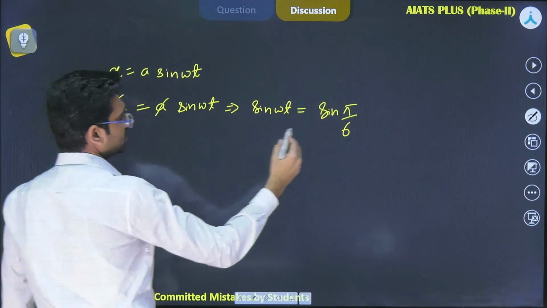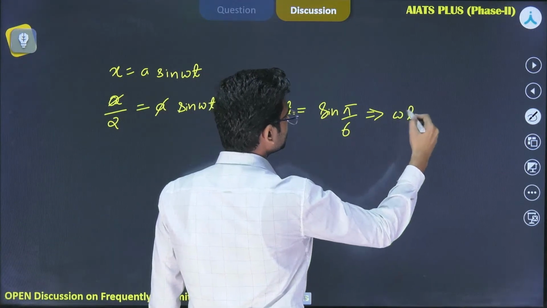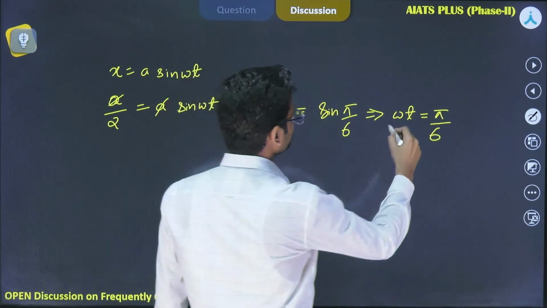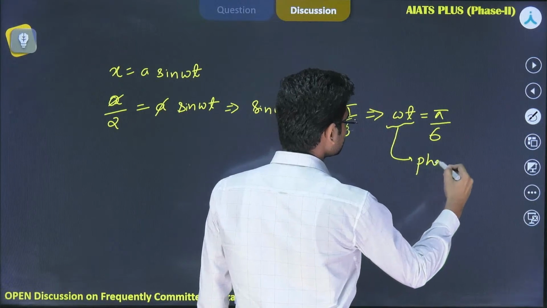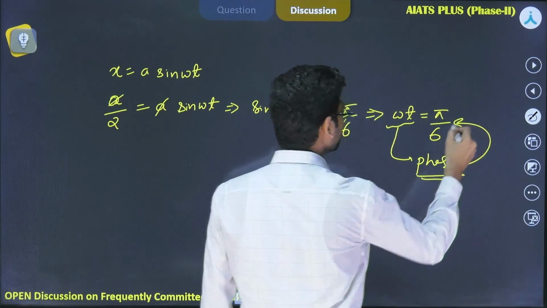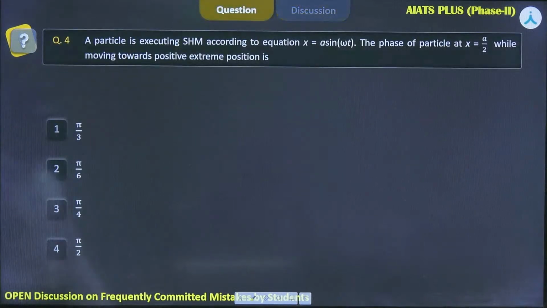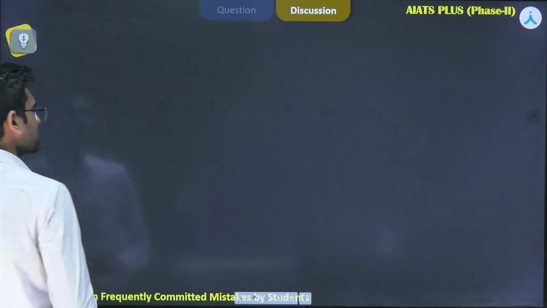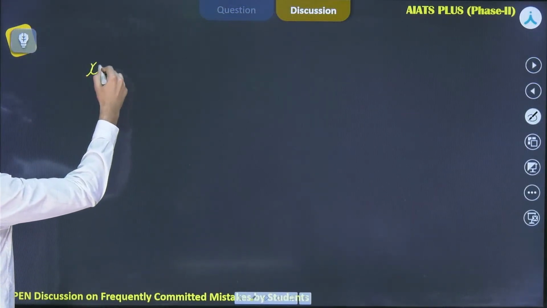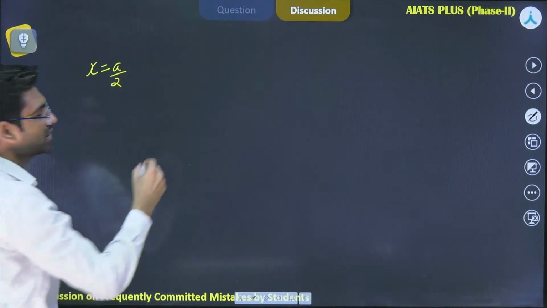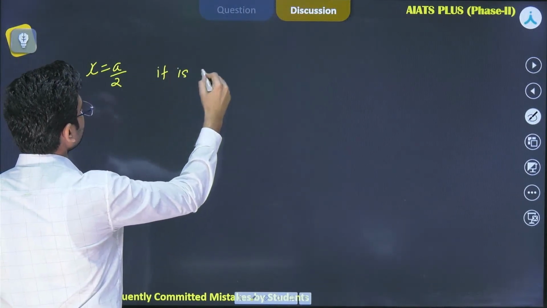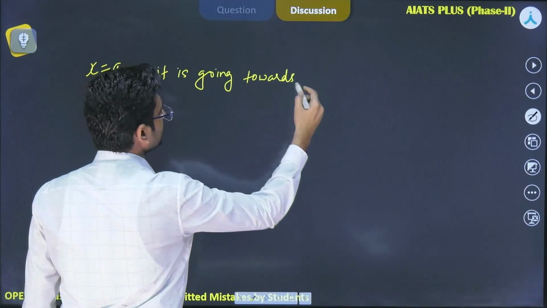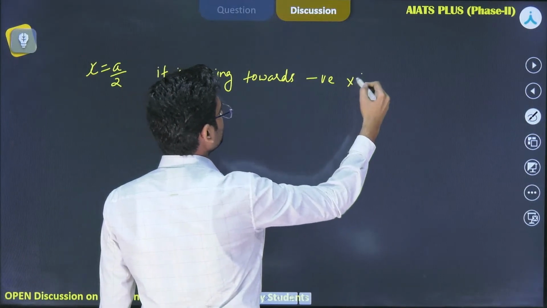So omega t will be equal to pi by 6. Is this the answer? Obviously, right? Because this is the phase of that equation, so that would be equal to pi by 6. So the answer is pi by 6. Very easy. But now you have to tell me, if the same question says that the particle is at x is equal to a by 2, but it is going towards what? Negative extreme. Now what should be the answer?